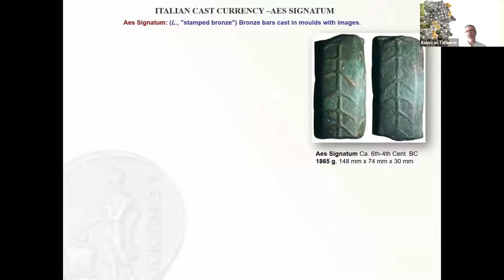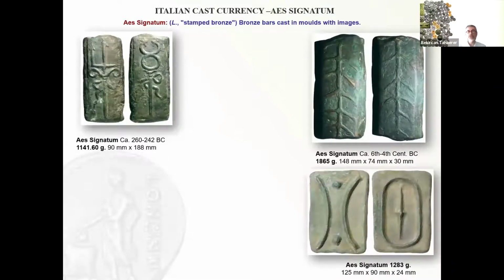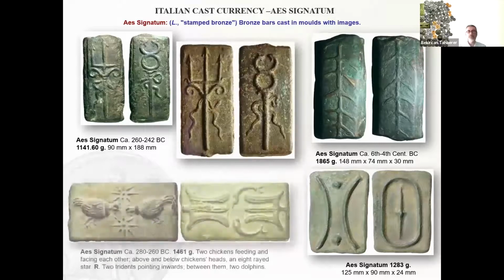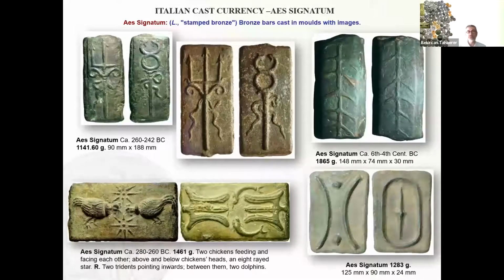After a while, they say, maybe we should do something about these casts. And they created what is called signatum. So cast with some kind of signs on them, some kind of images. And starting from this point, they became imaginative, and they started to create different dies, and some of them became extremely attractive and elaborate in many ways.